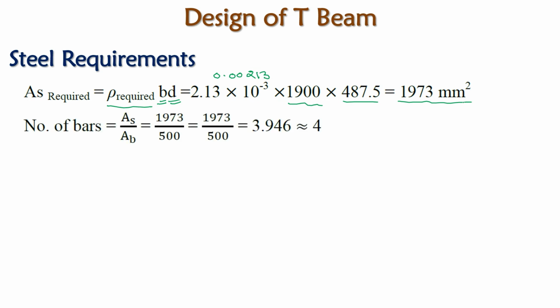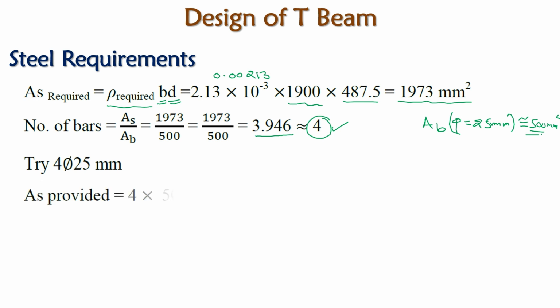So how many bars will be required? Let us say that the area of one bar of diameter 25 millimeter is nearly equal to 500 millimeter square. So how many bars will be required? That is 3.946. Say we need 4 bars. So we have to provide 4 bars, each with an area of 500 millimeter square.